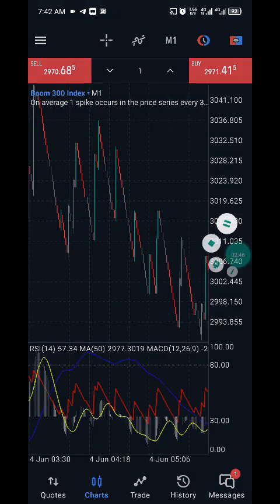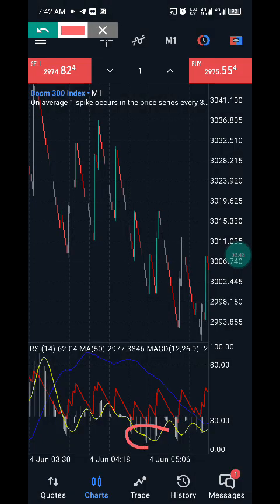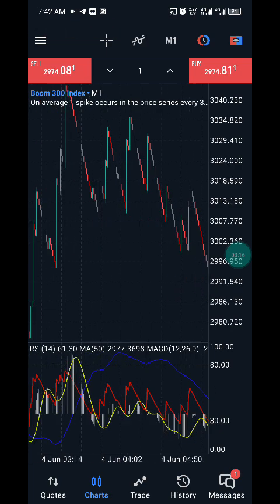Let's see some confirmation. We can see that this yellow line crossed over the 30 level, but our red line could not cross it over. That tells us that all these trades here we are not to take. So you need to be careful: anytime you see the yellow line crossing over the 30 level, you have to wait for the red line to cross it over before you decide to take the trade.